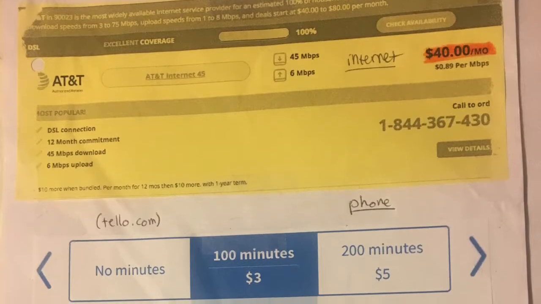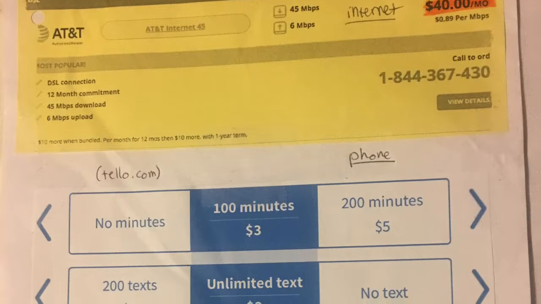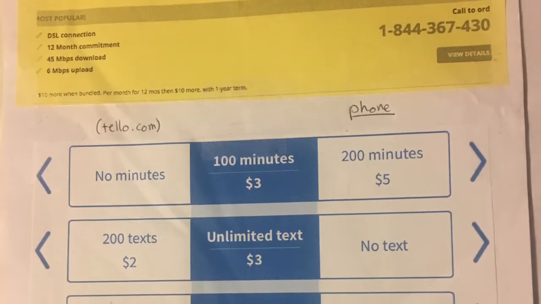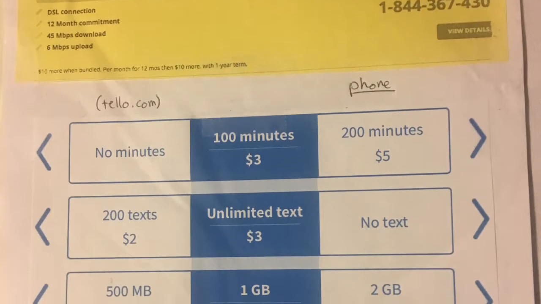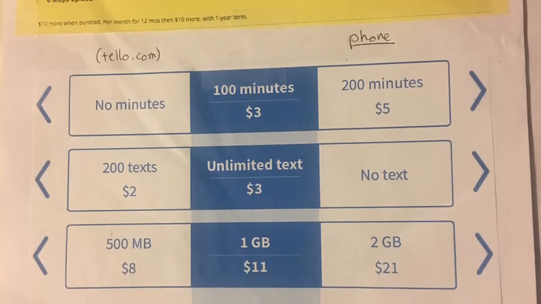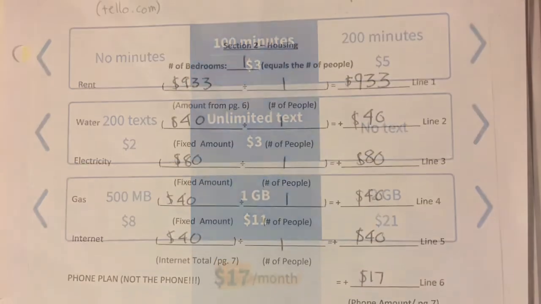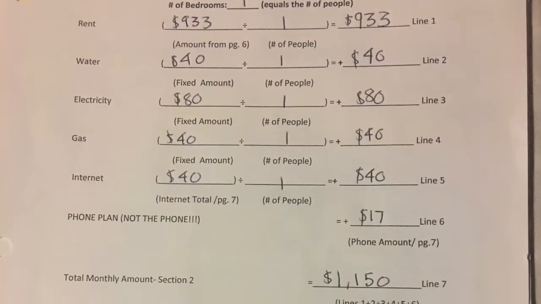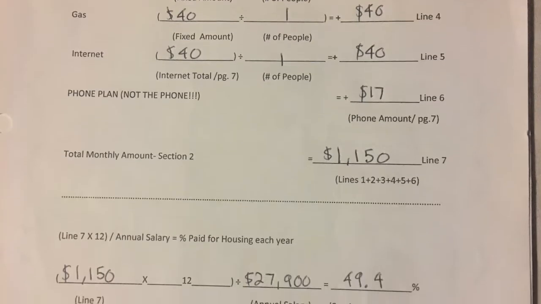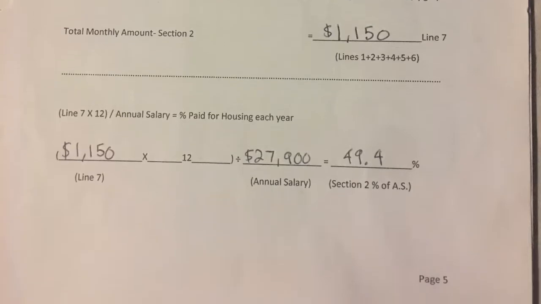Now, of course, this all varies depending upon your annual salary, but what I did was chose an AT&T plan that was $40 a month for internet, and then a phone plan that was $17 a month. I found mine on tello.com. Pretty great deal. And all you need to do is take a screenshot of that, and then you've got all the information you need for page 5 and 6, lines 1. And what you might want to do to save time is go to page 3 and input that number on line 1. And it'll say there, line 7 from page 5.